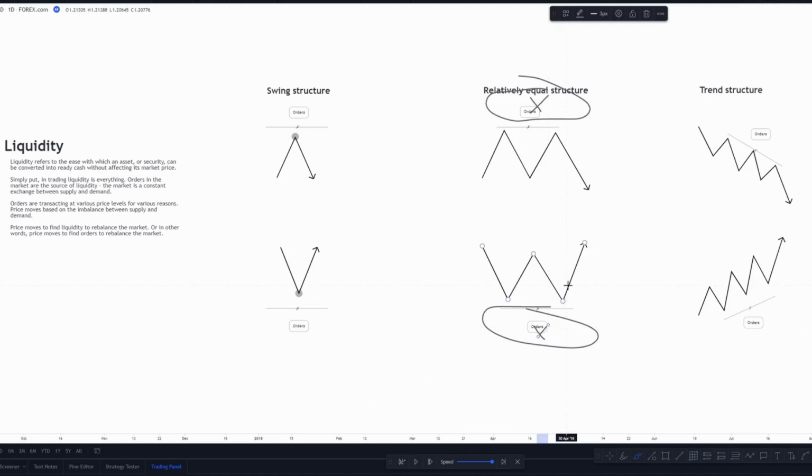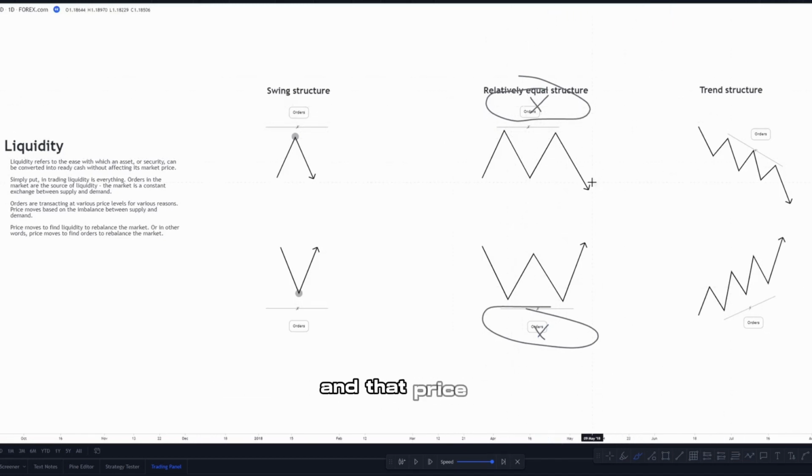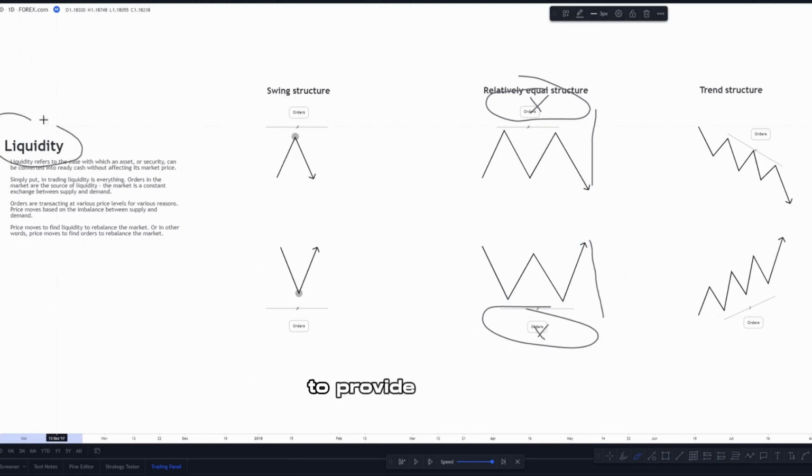But all we need to understand is when we see these sorts of structures is that there's just a large collection of orders that are resting here, and that price is more than likely going to be gravitated to these areas. Why? Because it needs to rebalance price to provide liquidity to the markets. Again, what is liquidity? Liquidity is the ease with which an asset, security, financial instrument of any kind can be converted into cash without affecting its market price.